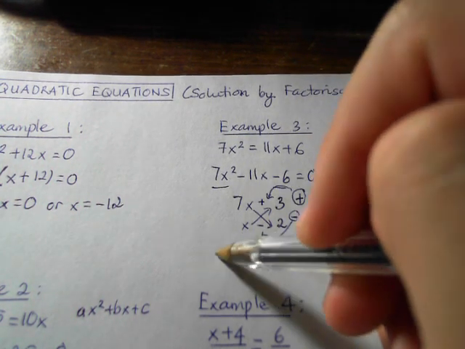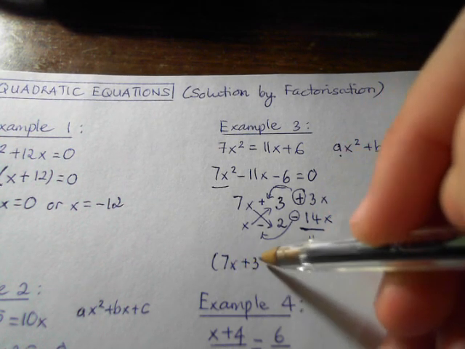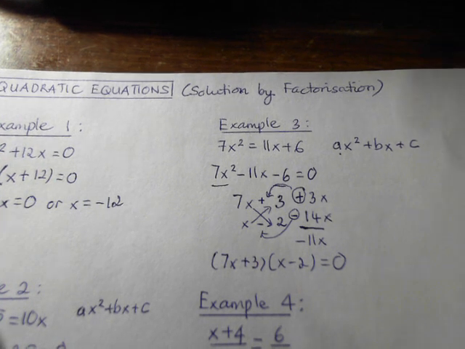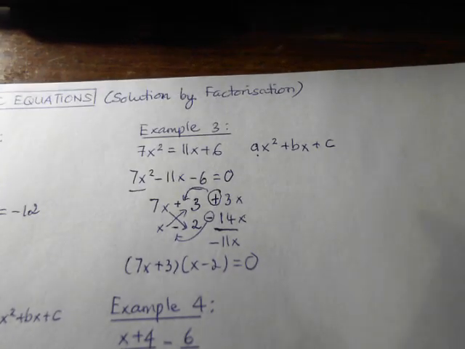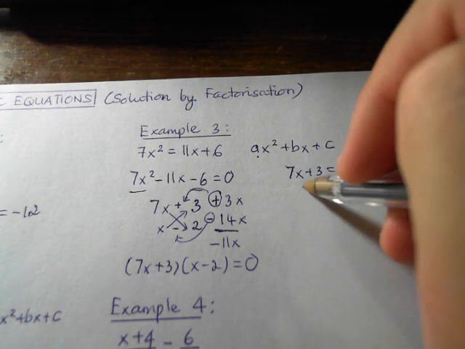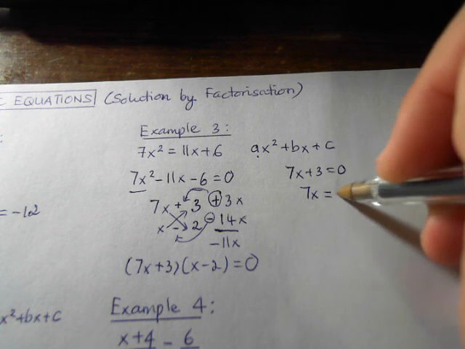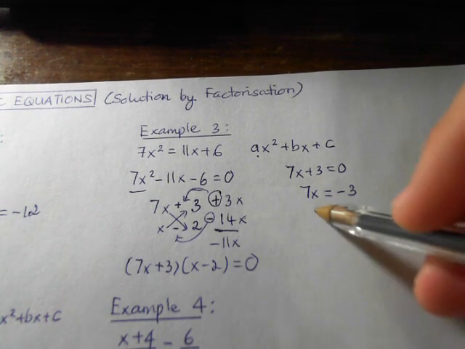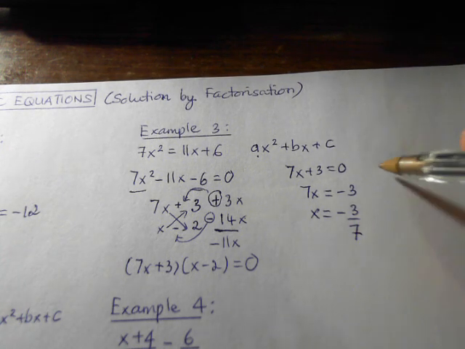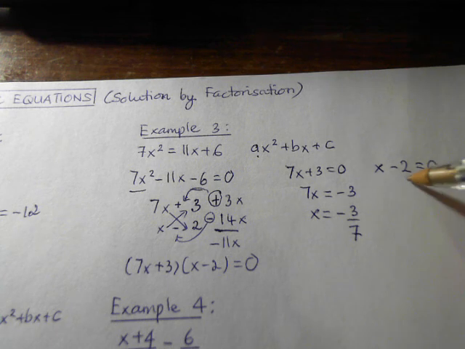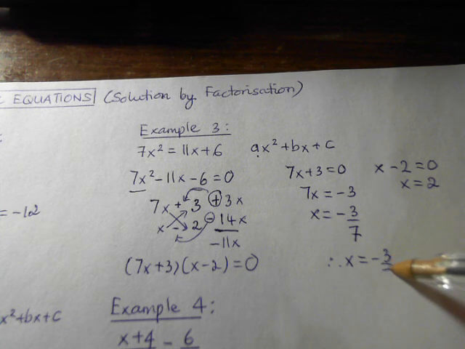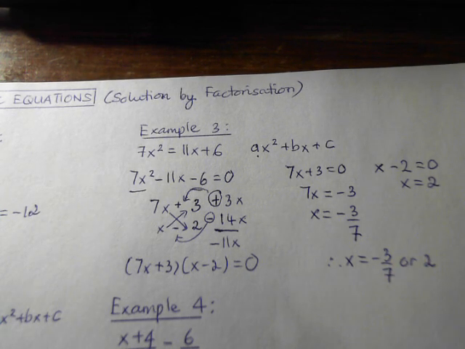So eventually you will have 7x plus 3 multiplied by x minus 2 equivalent to 0. Of course, this is again using the null factor law. All we need to do is set 7x plus 3 to 0. So therefore, 7x equals minus 3, and x is equivalent to minus 3 over 7. We can also do that for x minus 2 equals 0, and that would be x equals 2. Alright, so therefore x would be minus 3 over 7 or just 2.